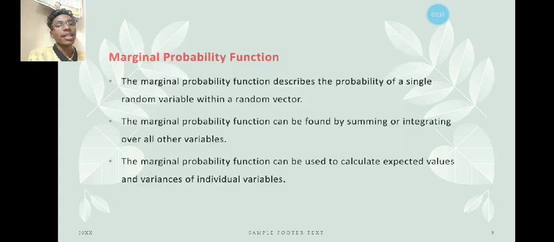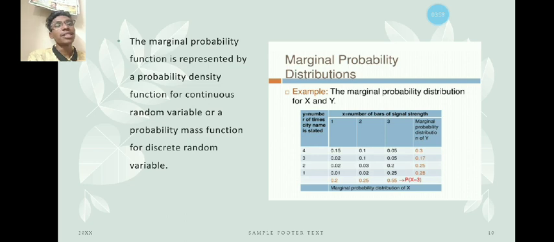Marginal probability function. The marginal probability function describes the probability of a single random variable within a random vector. It can be found by summing or integrating over all other variables. It can be used to calculate expected values and the variance of an individual variable. It is represented by a probability density function for a continuous random variable or a probability mass function for a discrete random variable.